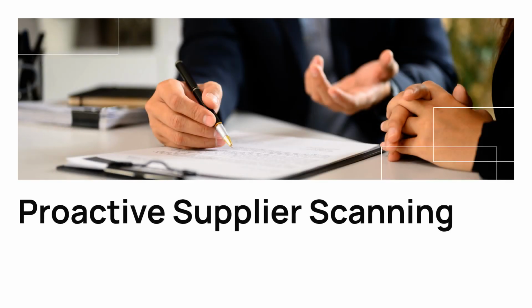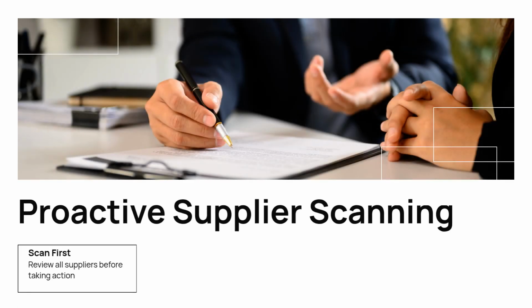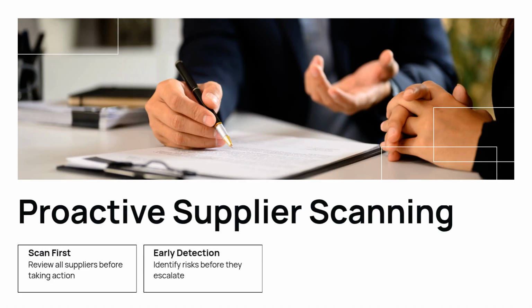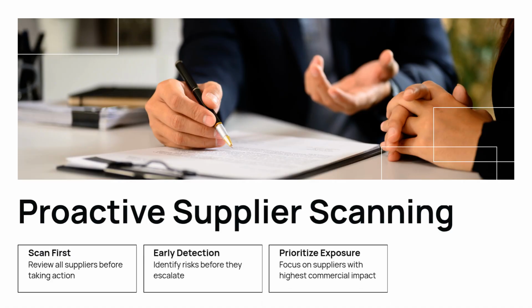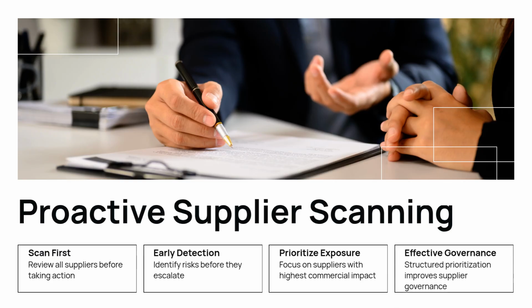The rule is to scan all suppliers before taking action. This helps prevent reactive management. Early scanning identifies issues before they escalate. Prioritize suppliers based on commercial exposure. This approach strengthens governance and decision-making.